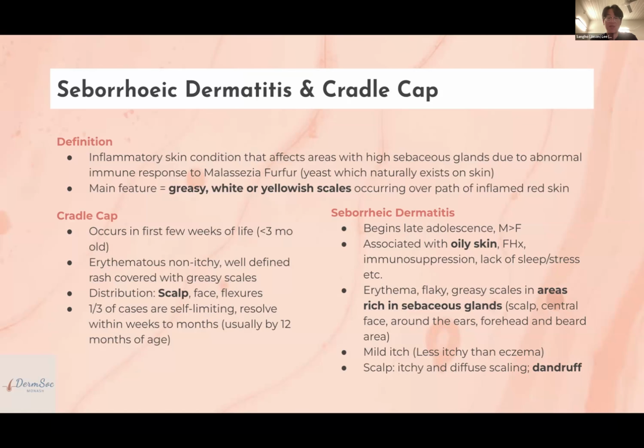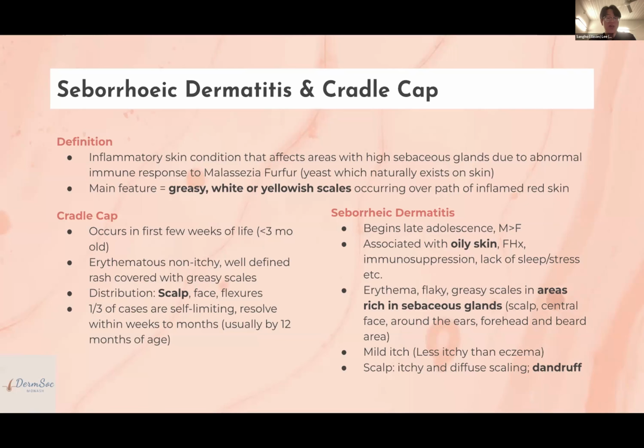And so moving on to seborrheic dermatitis and cradle cap. These are inflammatory conditions which are an abnormal immune response to Malassezia furfur, a yeast species which naturally grows on skin. The main feature is greasy scales, yellowish scales with an underlying bit of erythema. Depending on the age of presentation, we can divide them into cradle cap or just normal seborrheic dermatitis. Cradle cap is found in infants in the first few weeks of life, presenting as these yellow scales with a bit of underlying erythema, usually on the scalp as well as on the face and flexures.